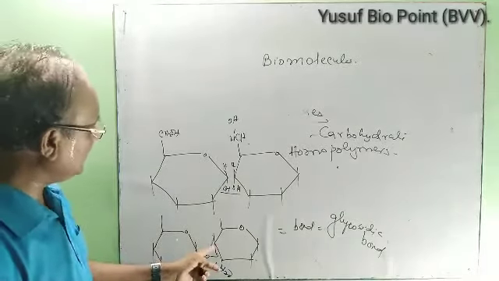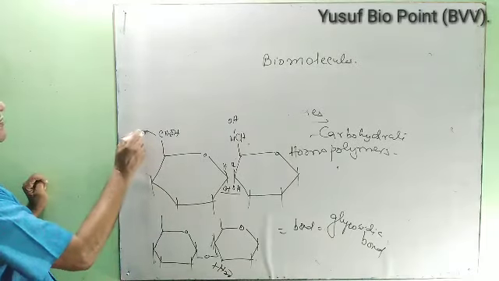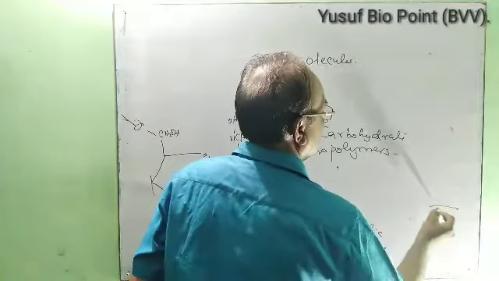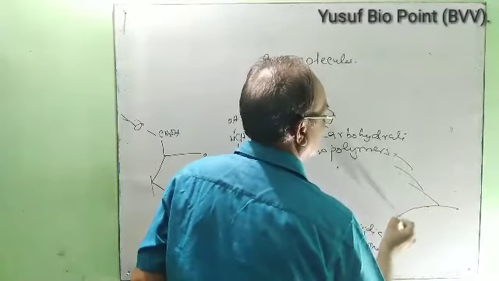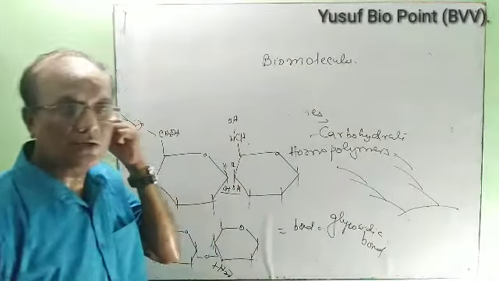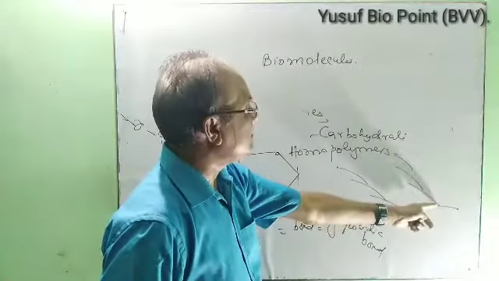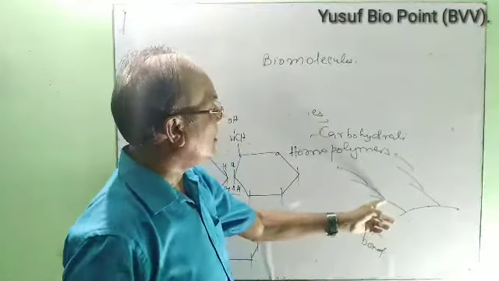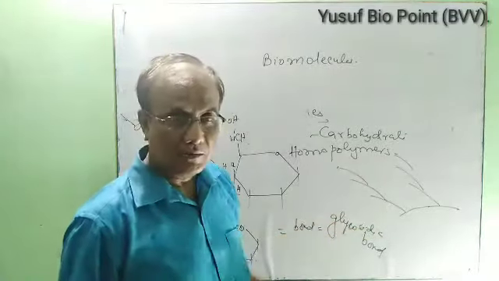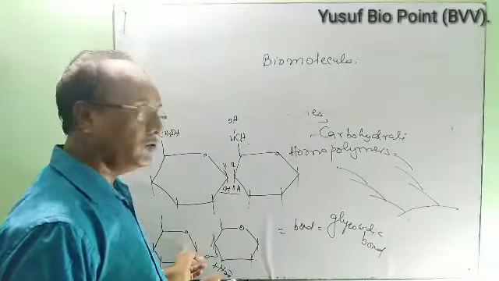So by means of glycosidic bonds, many molecules combine to each other. They may be in this fashion, or in some way the branches will come out. So the glycosidic bonds are formed at the junction of the two molecules.